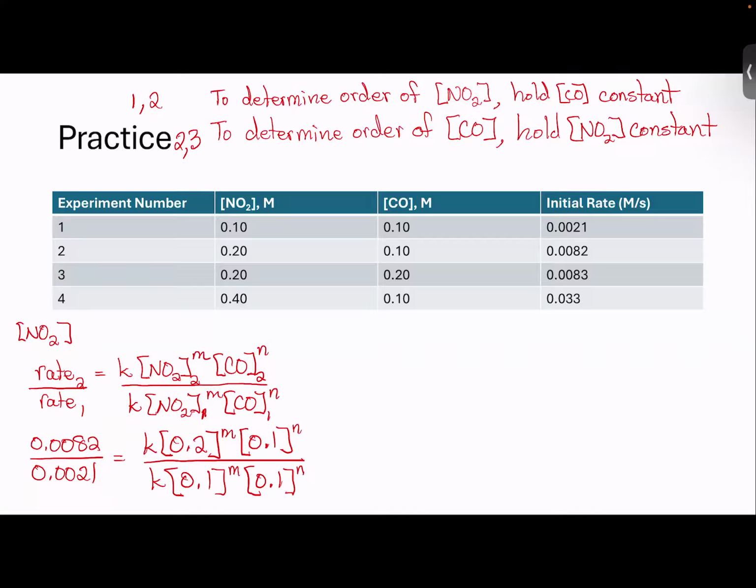Now you can see why we had to hold the carbon monoxide concentration constant. Because by holding the carbon monoxide concentration constant, the carbon monoxide concentration and the rate constant disappear. Therefore, this becomes 0.0082 divided by 0.0021 is equal to 0.2 divided by 0.1 raised to the power of m.